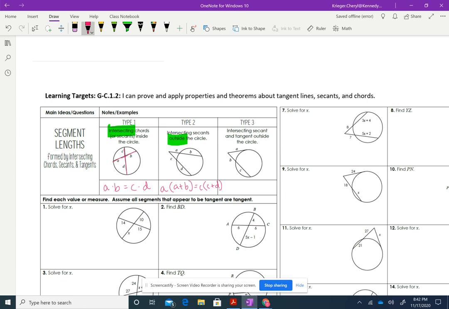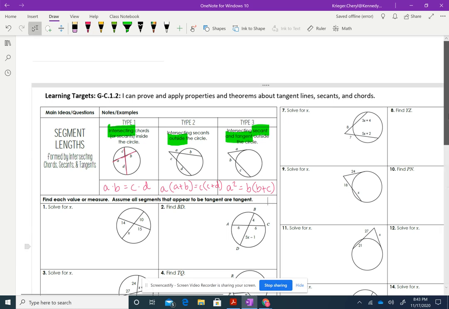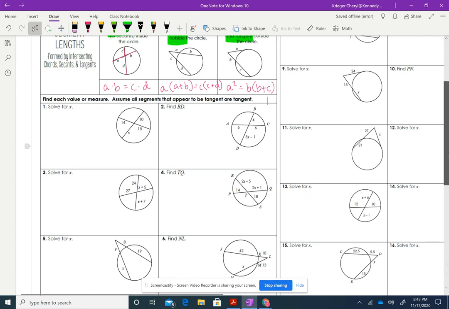Okay, and type 3 is where we have an intersecting secant and a tangent, or a chord and tangent. Okay, but one is inside the circle and one is not. And we get to say a squared equals b, the outside part, times quantity b plus c. Okay, so it is just a bunch of memorization and we'll apply the math. So I will do the right side and leave you guys the left side problems. It's just one page today.